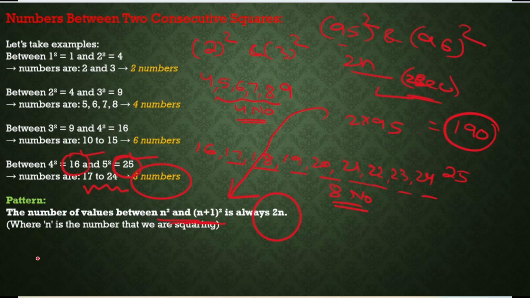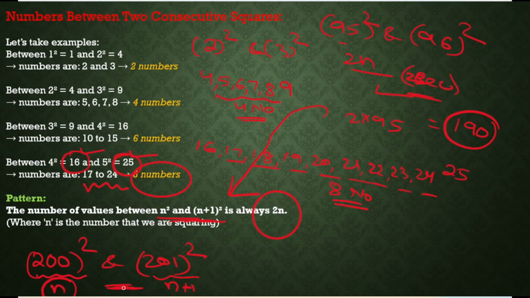Clear? And one question, you have to find how many numbers are there in between 200 square and 201 square. So here n is 200. 201 is n plus 1. So your formula is 2n, that means n is 200. So the answer is 2 into 200, that is 400 numbers in between 200 square and 201 square. Clear?